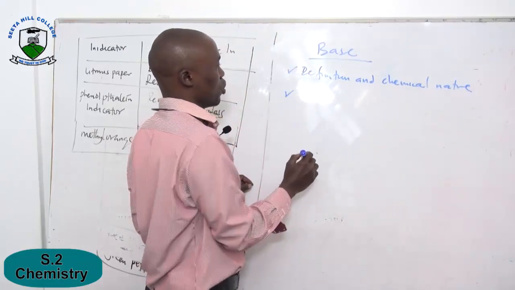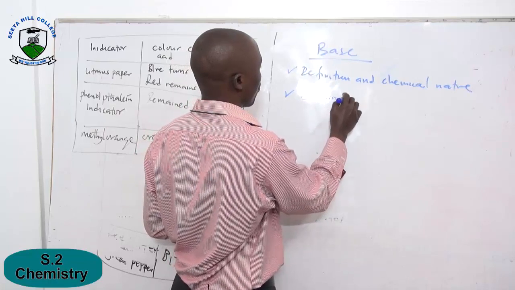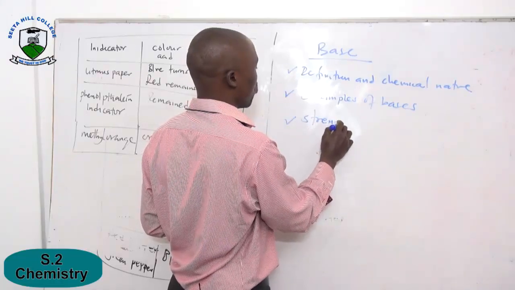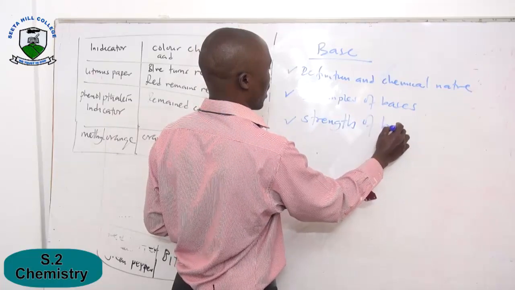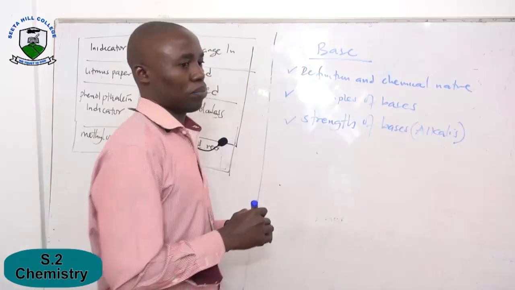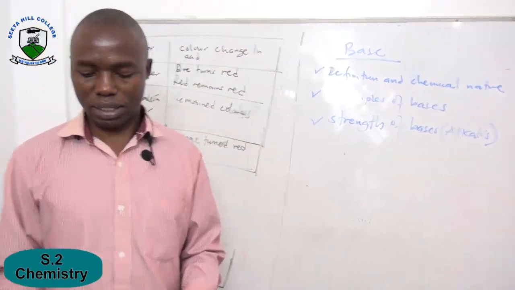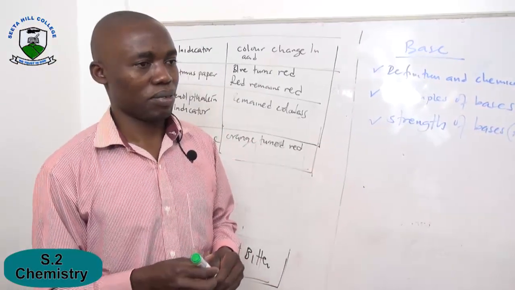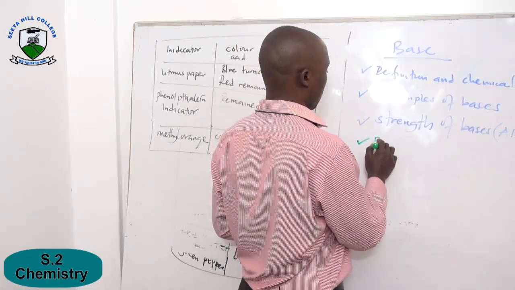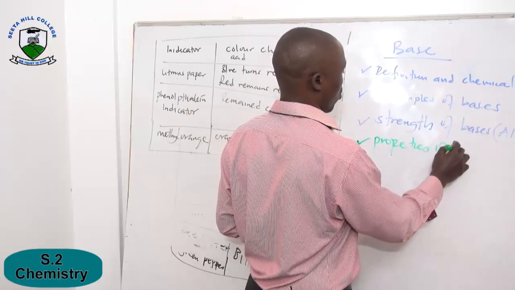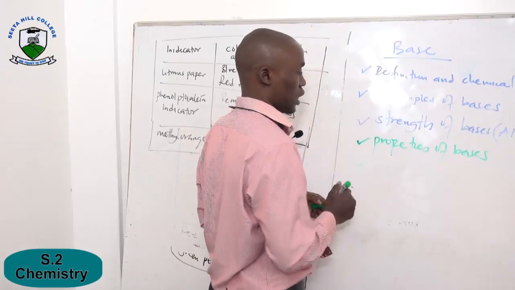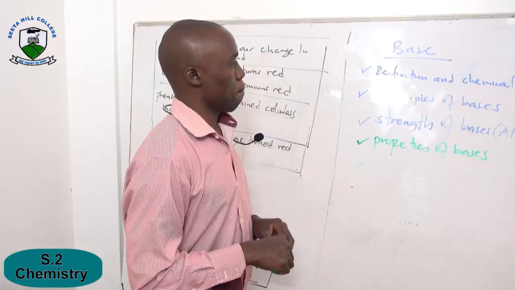Then we shall also see some examples of bases, and we shall also see that bases can also be strong. Strength of bases, and this time we shall be calling them what? Alkalis. Then we shall also check properties of bases, both physical and chemical. Then lastly, we shall discuss the indicator. Now, let us look at that.